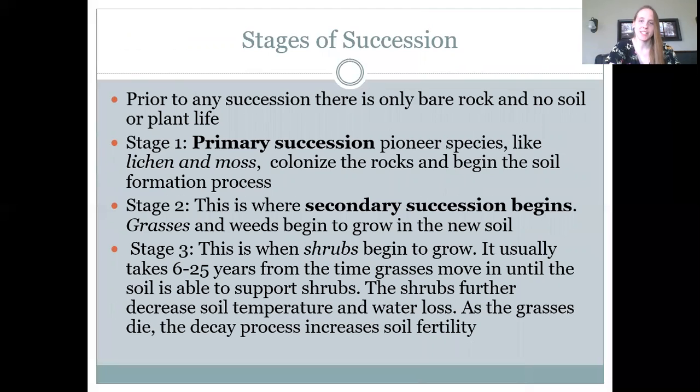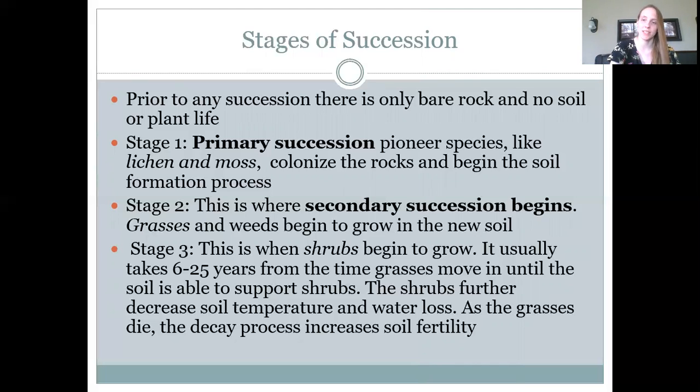So if we're kind of looking at the stages of succession, with primary succession, we start with the pioneer species of lichen and moss that will start the soil formation process. With secondary succession, you start with grasses and weeds as your pioneer species. And then if it's primary succession, the grasses and weeds will just be the first step in the seral stages. And then regardless of what type of succession you're dealing with, after the grasses and weeds will come the shrubs, which can take anywhere from 6 to 25 years from the time the grasses move in to when the shrubs are able to move in.